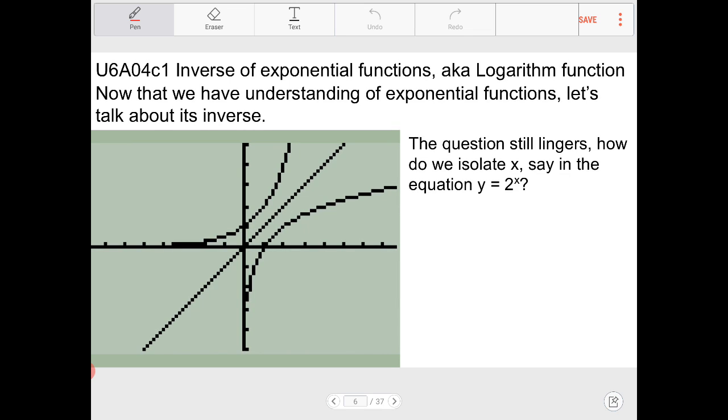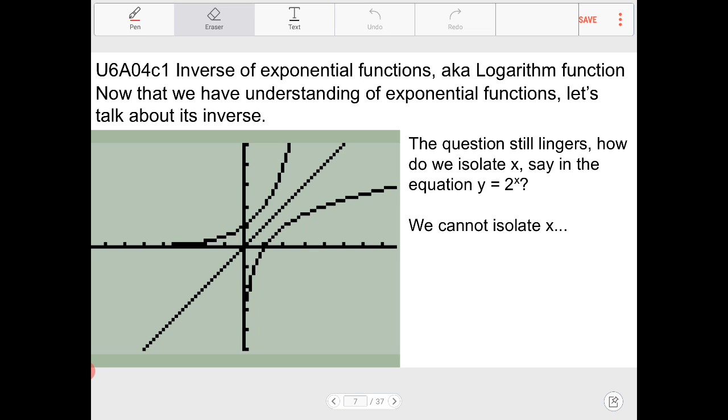So the question still lingers though, how do we isolate x, say in the equation y equals 2 to the x? Remember, our goal from like 3 videos ago was to try and solve 5 is equal to 2 to the x. So if we can isolate x in this equation here, we have our inverse function, and then we would be able to solve that. Sorry to break it to you, but we really cannot isolate x. Not with the traditional means, that is.